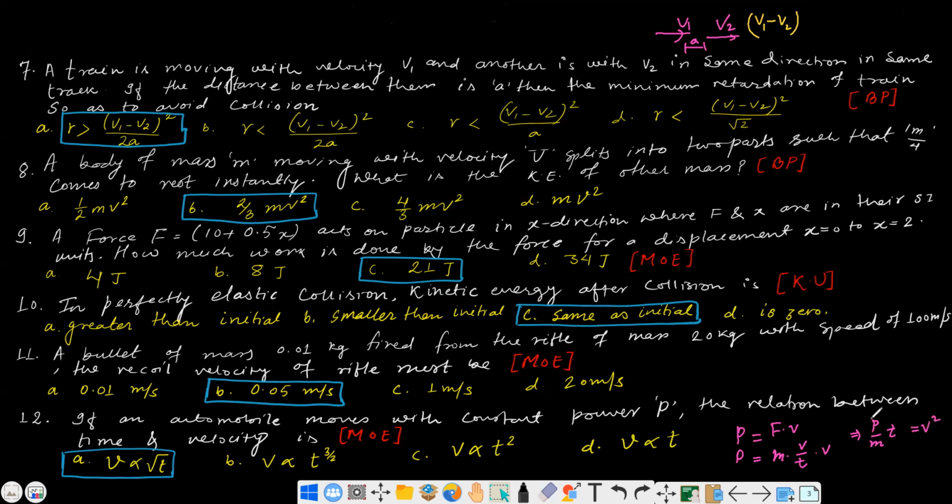Now if all these quantities are constant, I can just write p equals to, oh I'm sorry, p is constant, so if p by m is constant I can simply write v square is constant times t. Removing the constant to look at proportionality, v is proportional to t power 1 by 2. So the correct option is going to be this one.